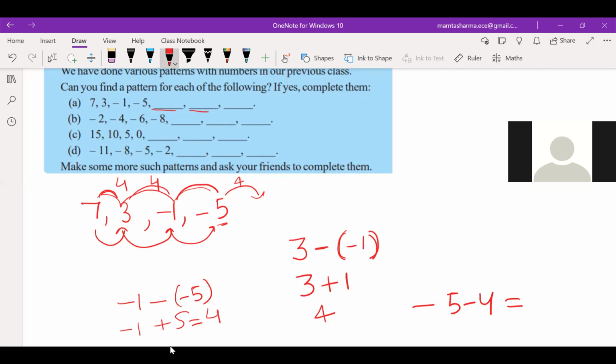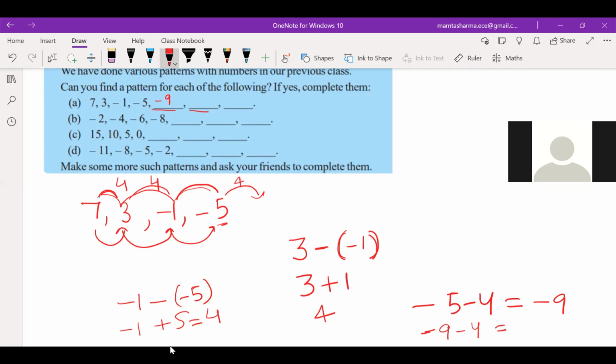-5 minus 4. It would be 9, or -9? Minus 9. So my next number would be -9. Okay. Now again subtract 4 from -9, you will get... 4 from -9. Minus 5? Not -5.